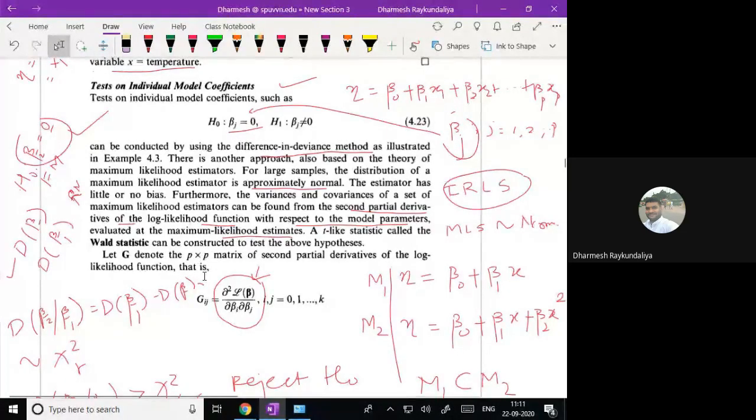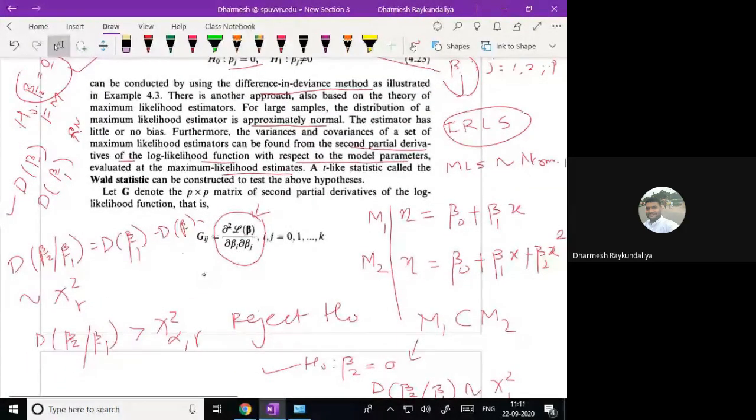So that we have already seen. So we call them as G_ij. So G_ij is nothing but the second derivative of the log likelihood with respect to the parameters involved in the model. Here we have k parameters, so we have to take the derivative with respect to beta i, beta j, where i, j run from 0 to k. Indices 1 to k are regression parameters and 0 is for the intercept. Instead of p, they have considered k here.